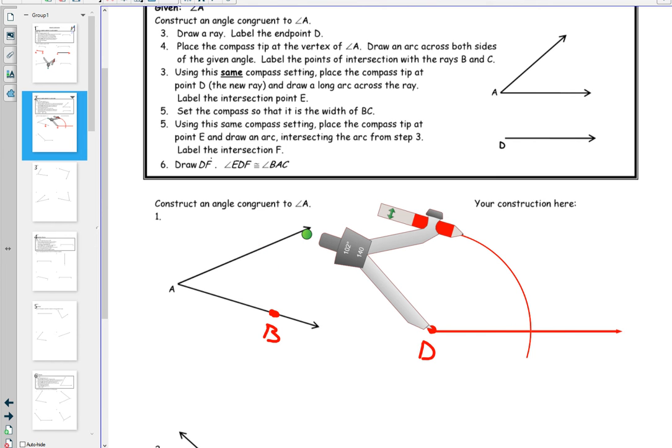Wait, so I measured from B to D. Yeah, measure from A to B, and then do the same thing from D and draw an arc.